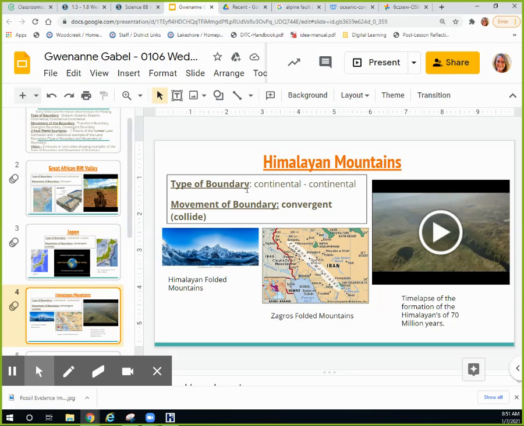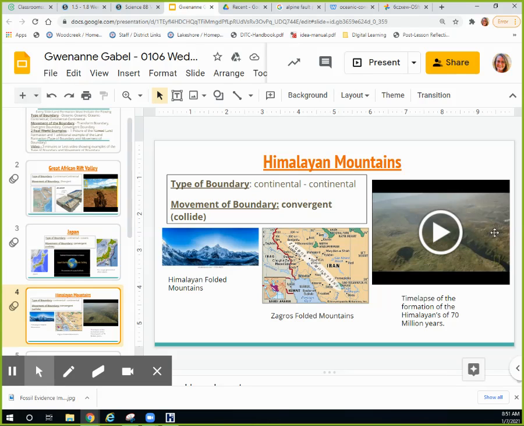So you have two pieces of land. You have India and you have Eurasia, and they're colliding into each other. Because they're both pieces of land and have the same or a similar density, they fold up. It's like if you push your hands together, eventually they fold up like you're praying. So they make folded mountains, and it's because two pieces of land collide into each other.